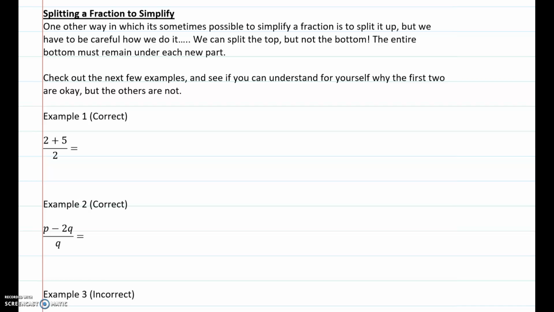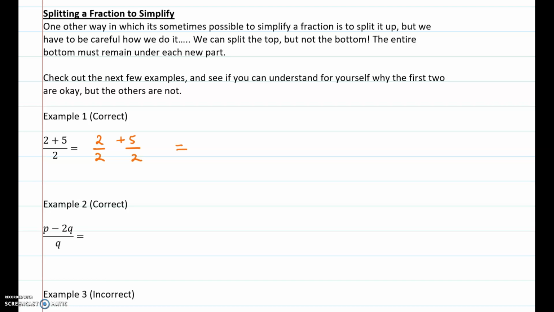So if we look at the examples here, the first example, we have 2 plus 5 over 2. Now the way we're going to split this up is we're going to split the top. So we're going to have the 2 and the plus 5. Okay, so we're going to split those up, but the denominator must remain under each part. Okay, so we have to keep the 2 under each part. We split the top, we break the top up, but we keep the denominator under each part.